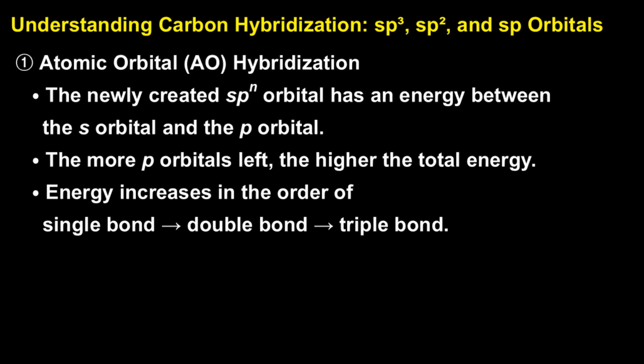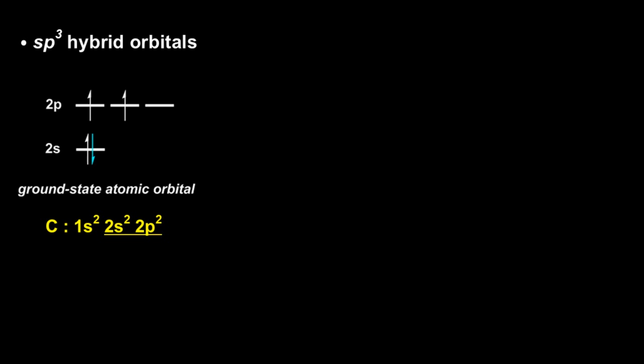All right, now let's move on and take a closer look at the different types of hybridization in a carbon atom. Let's start with how sp3 hybrid orbitals form in a carbon atom. This is super important for understanding how carbon forms 4 equal bonds and why molecules like methane have the shapes they do.